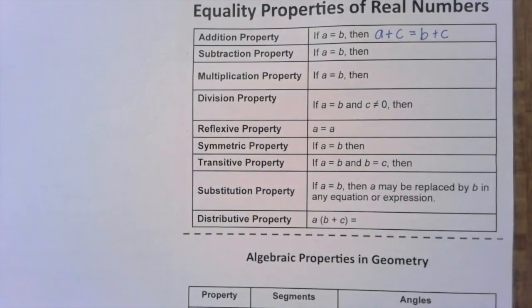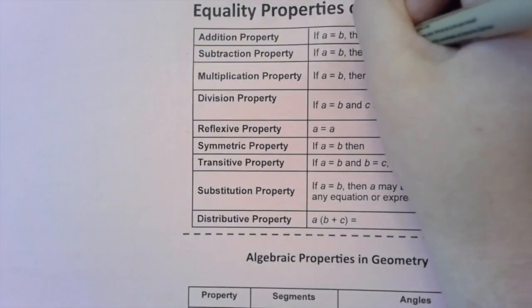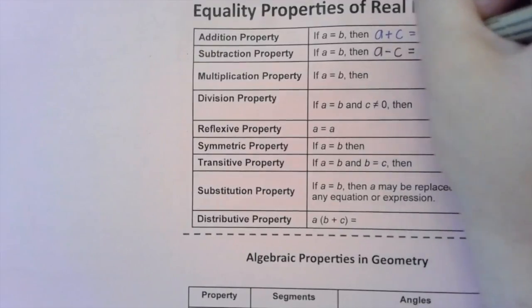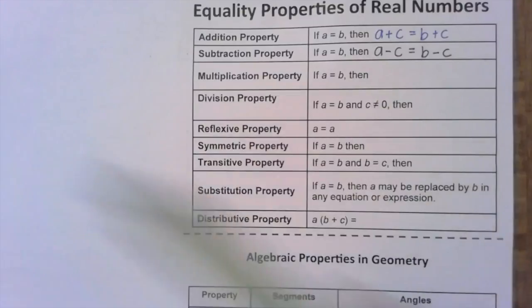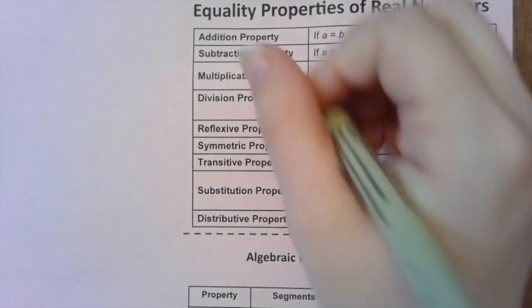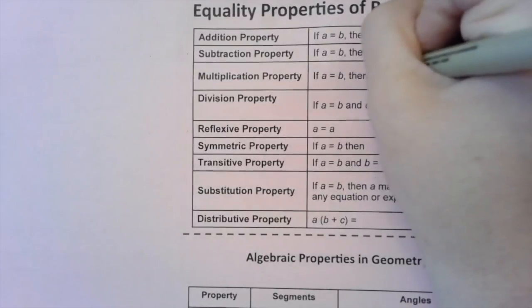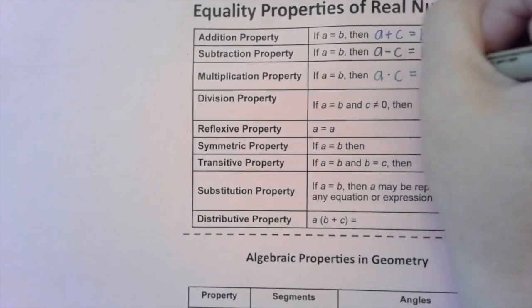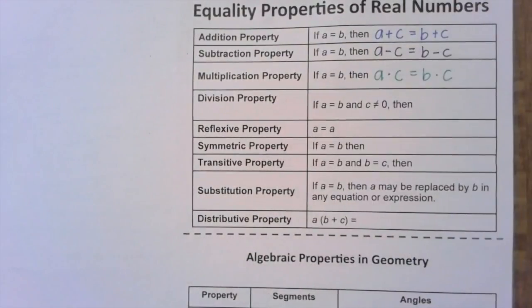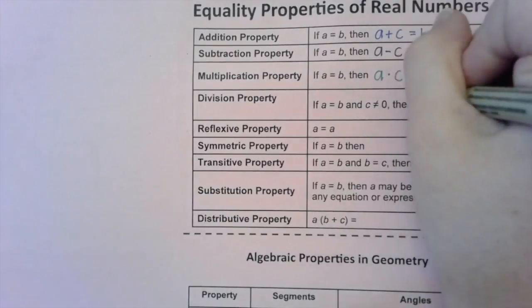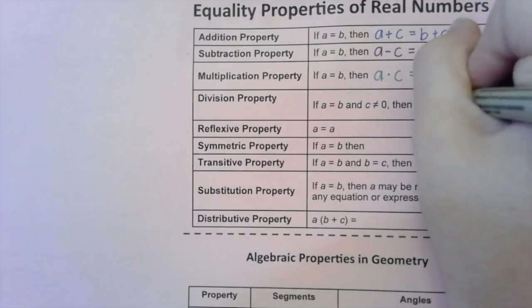Then we have the subtraction property. If A equals B, then A minus C equals B minus C. Multiplication property, if A equals B, then A times C equals B times C. And the division property, if A equals B and C is not equal to 0, then A divided by C equals B divided by C.